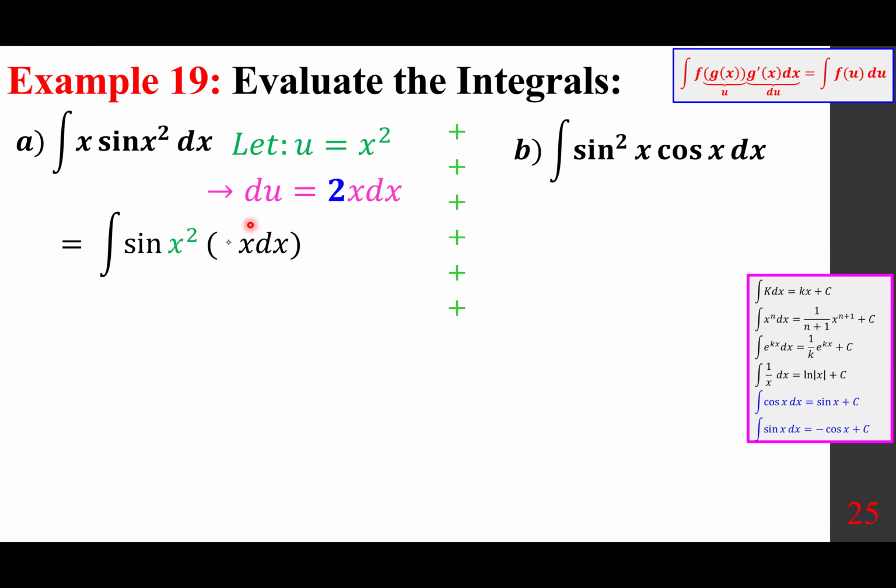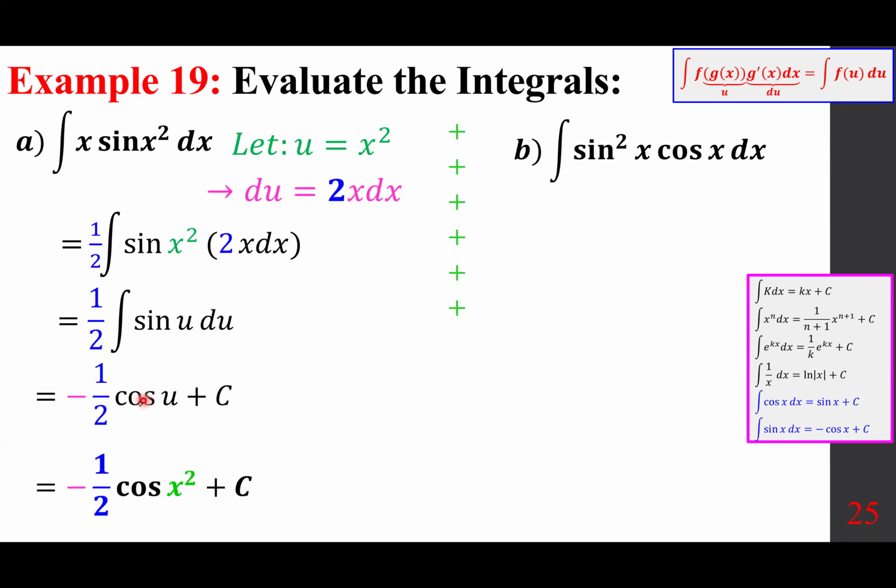Instead of solving for dx, I'm going to put the 2 and undo it with its reciprocal because it's a number. And sine, the derivative is cosine, the integral is negative, so it's minus 1/2 cosine u and a constant, and replace it, and you're done.